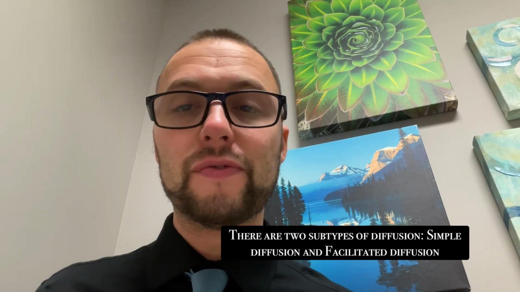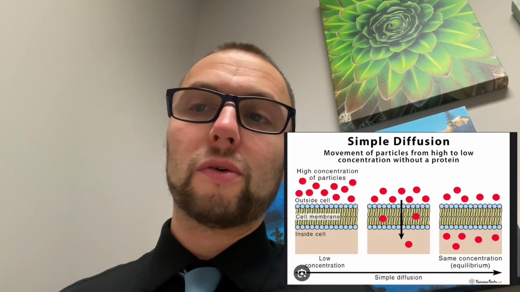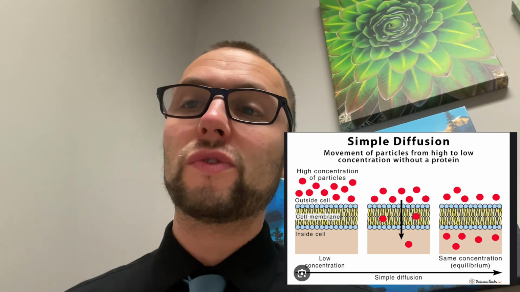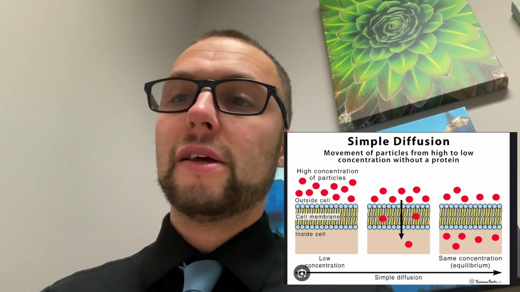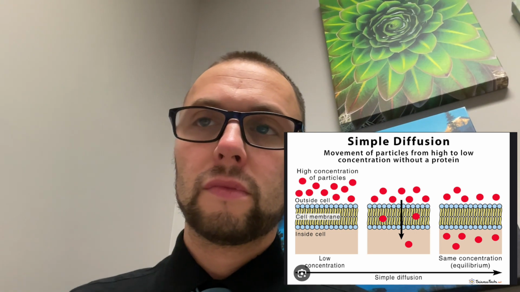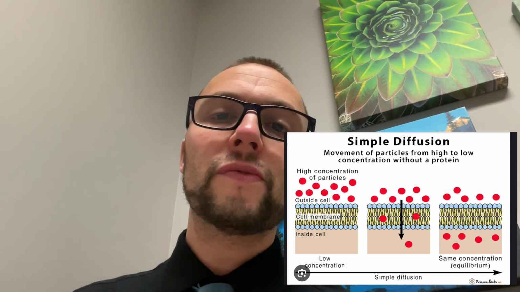You have simple diffusion and you have facilitated diffusion. In simple diffusion, the substance or the solutes pass through the phospholipids inside the cell membrane. They're often small enough that they can fit through these phospholipid bilayers, or they're uncharged particles, and so they can pass through the membrane through simple diffusion.